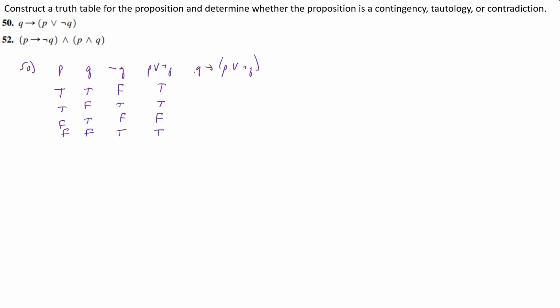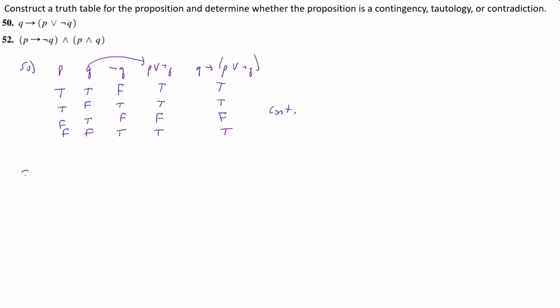Now we're going to do if Q, then that. So now we have true to true is true, false to true is true, true to false, that's our false one, and false to true, that's true. So what do we have here again? We have another contingency. And most of the time, you're probably going to run into contingencies. You're not going to run into tautologies or contradictions very often.